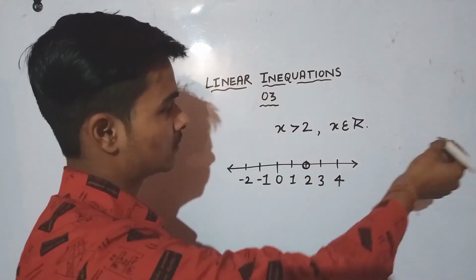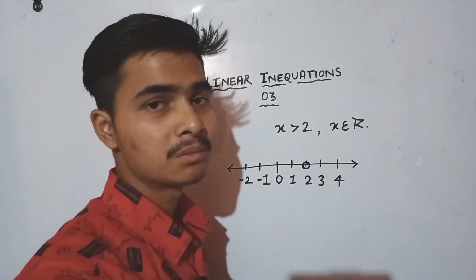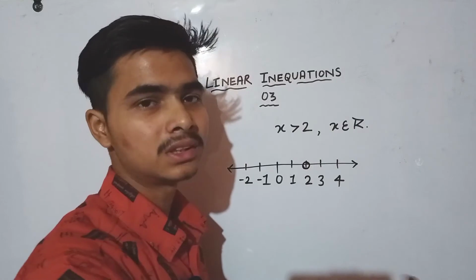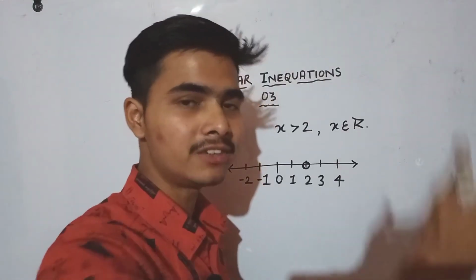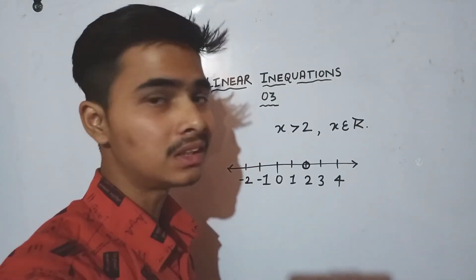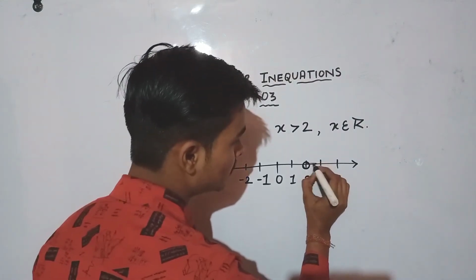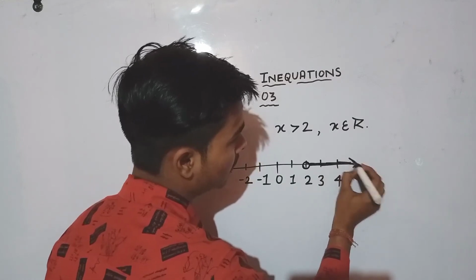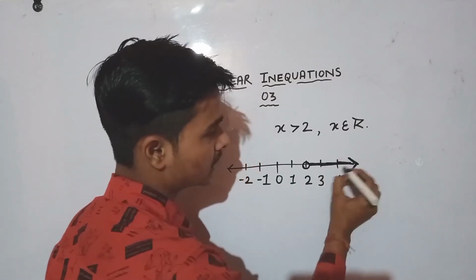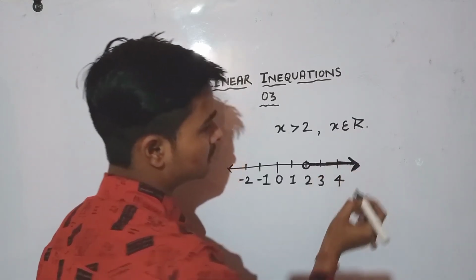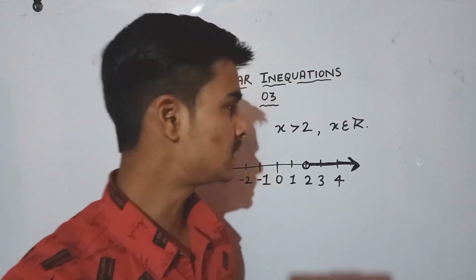Made a circle. Now where will we go till? Because we have not been given the other condition. x is greater than 2 means 3, 4 and then till infinity. We have to go till infinity. So in this type of situation, how will you represent it on the number line? Just make a thick dot here, make this line a little darker, and also make this arrow sign darker. This is how you will be able to represent this type of question on a number line.